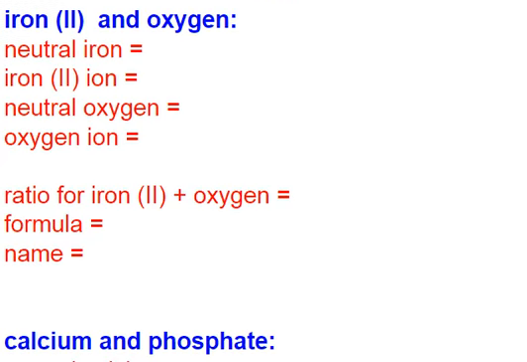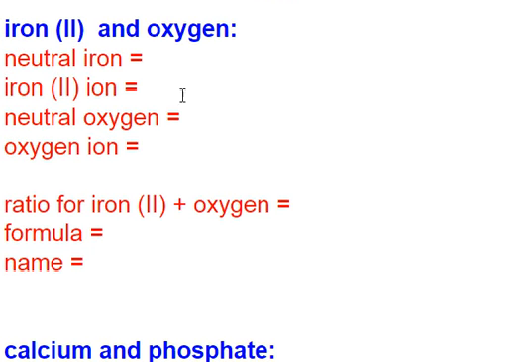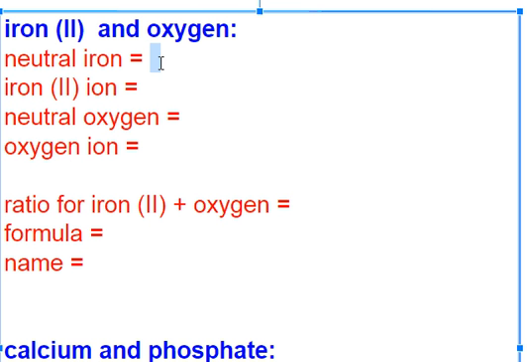So the first one, if we're looking at iron and oxygen, what would the configuration for neutral iron look like? Well, we just used this one. We said it's number 26 in period 4. So argon is its noble gas from period 3. And then the 4s2 fills up. And then the 3d has 6 in it.